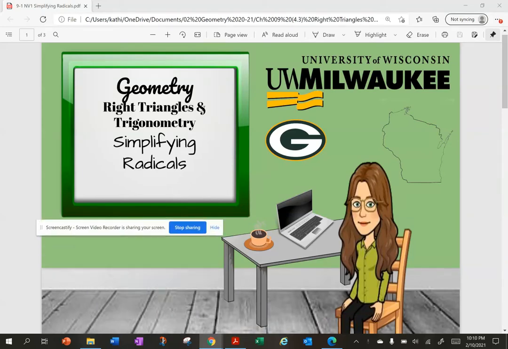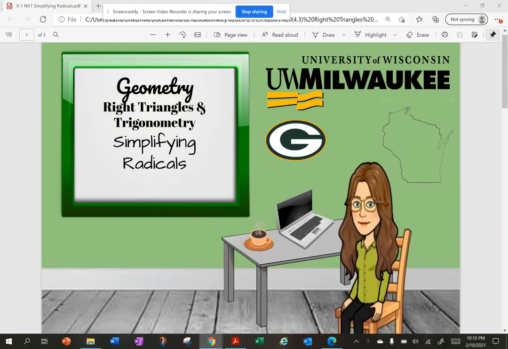Today's lesson is on simplifying radicals. This is something that we should have worked on in 8th and 9th grade, but we need to review it for our special right triangles.